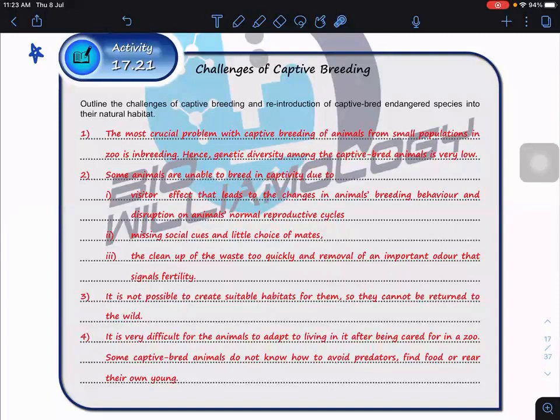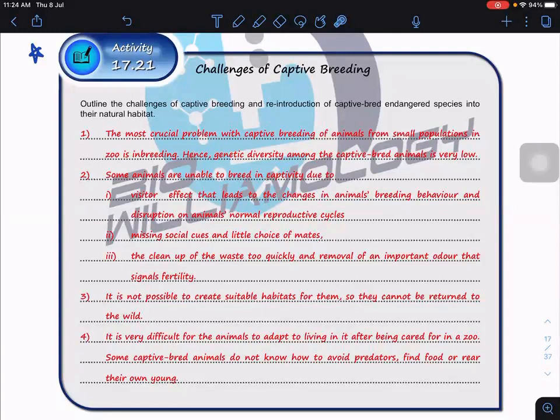And the missing of social cues and also little choice of the mate as well. So they don't have the choice. Let's say, for example, some zoos for the tiger, lion, they may have only one or two of them. So how can they actually choose the mate? The choice of mate is not there.